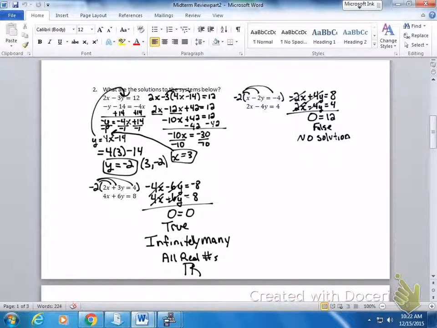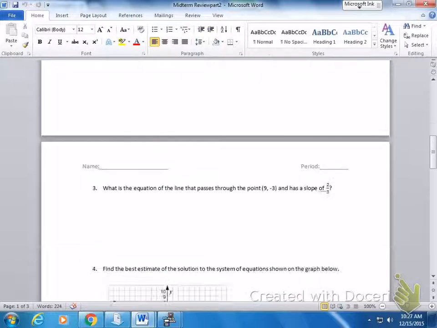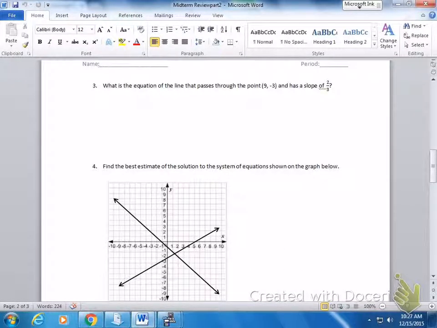So you can have no solution if the statement that we end with is false. It can be infinitely many if the statement we end with is true. All right, let's go to the next page. We've got some easy ones over here. These are some go-to ones, so I would make sure and look over these.